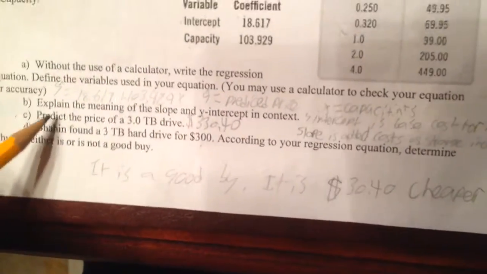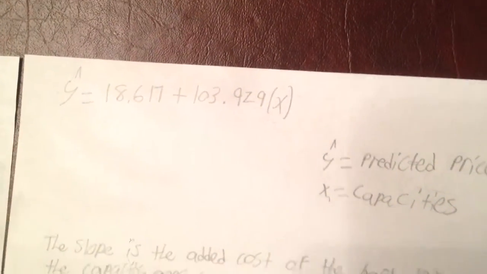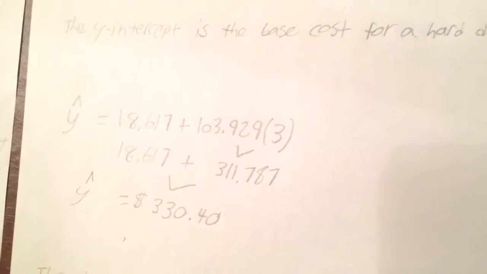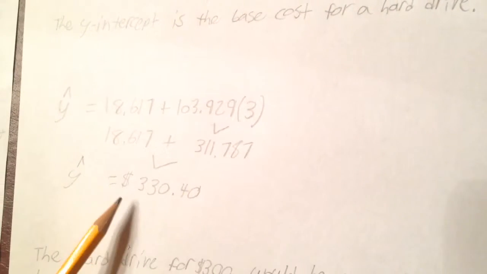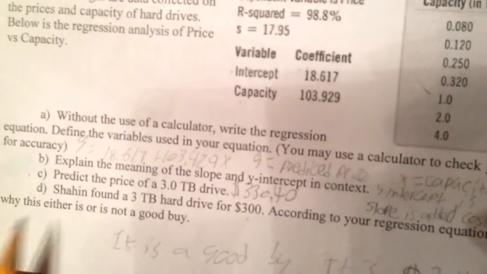So moving on to C, predict the price of a 3 terabyte drive. So to predict this, we have to go back to our original equation that we derived and plug 3 into this. So we do that here, and we solve that out to get our predicted price when we have a 3 terabyte hard drive, and that predicted price is $330 approximately.